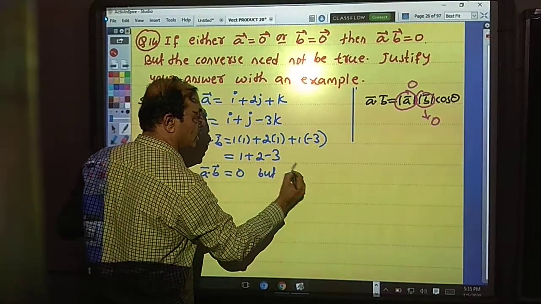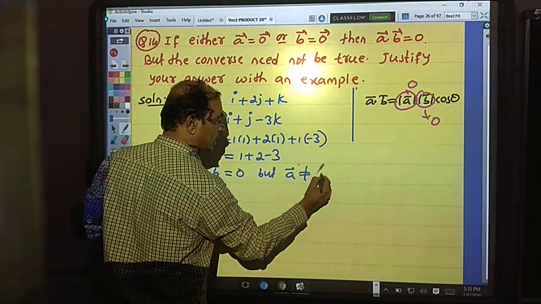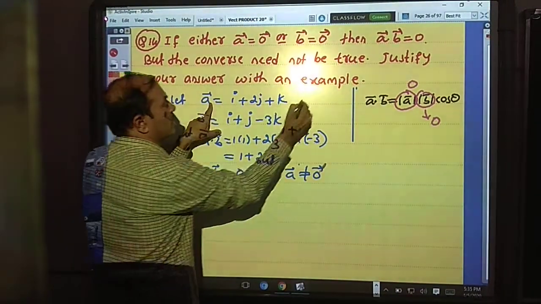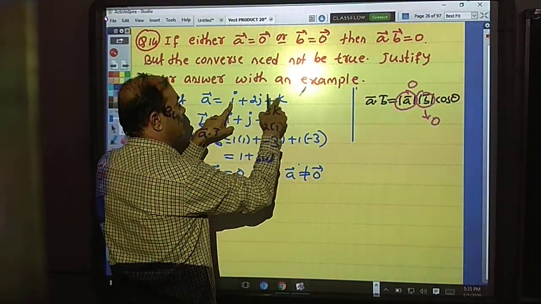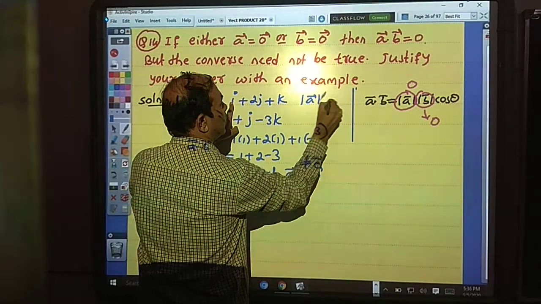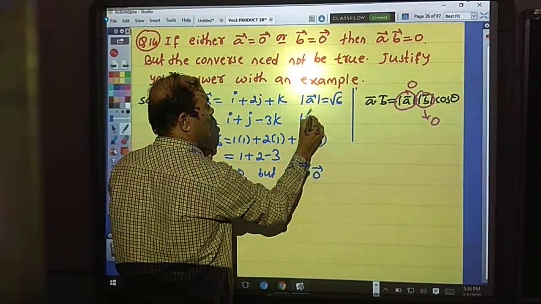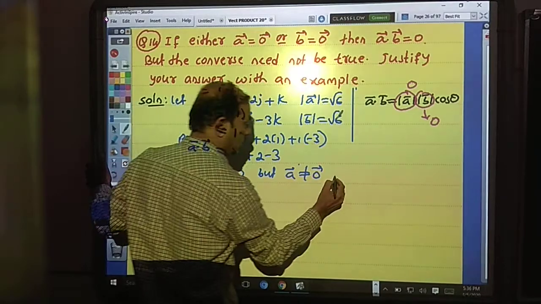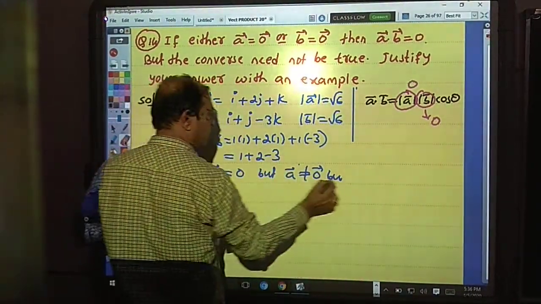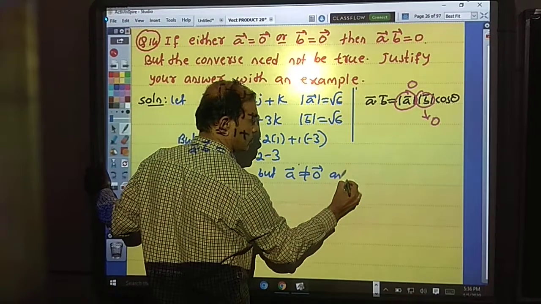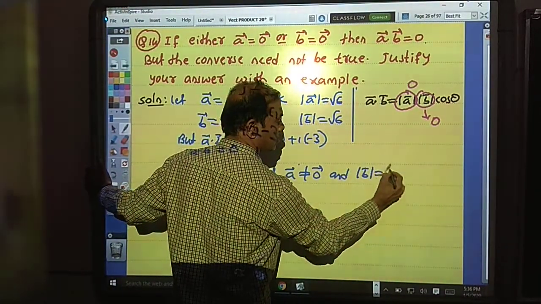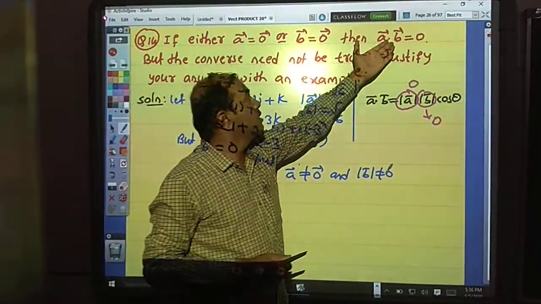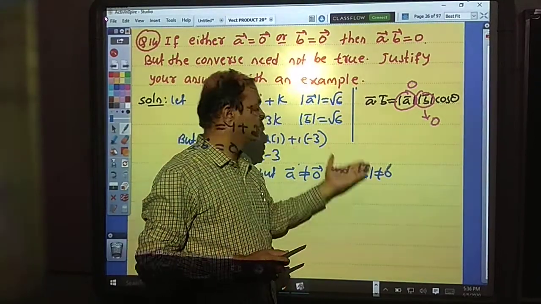Note, A is not a 0 vector. 0 vector means its magnitude must be 0. Here, if you take the magnitude of A, it is root of 1 plus 4 plus 1. So the magnitude of A is root 6 and the magnitude of B is also root 6. Clearly, these are non-zero vectors. A is not equal to 0 and B is also not equal to 0. So this is an example for A dot B is 0, but A is not 0, B is not 0.